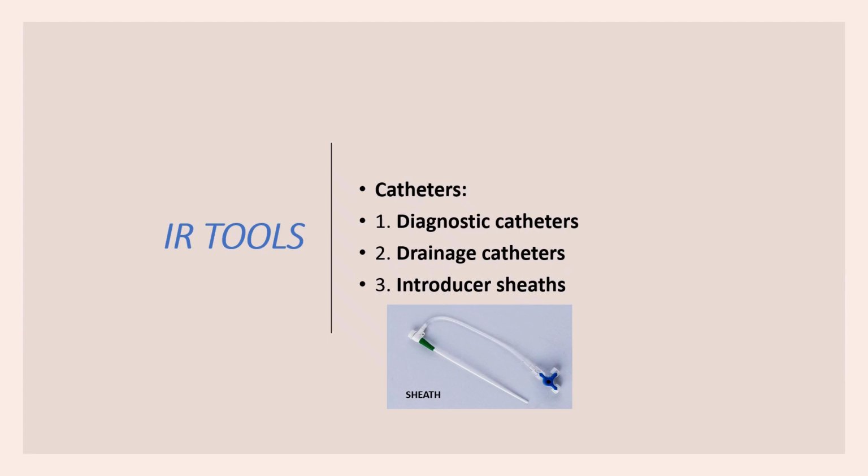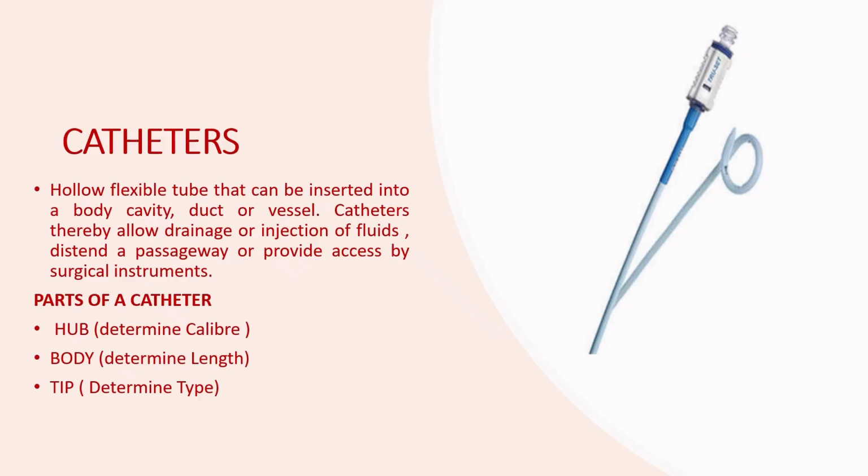Coming to the catheters, we've got the diagnostic catheters, the drainage catheters, and the introducer sheath. Catheters are usually a hollow flexible tube that can be inserted into a body cavity, duct, or vessel. These catheters are used to drain fluids if they are drainage catheters, or to access the feeding artery or the target vein.